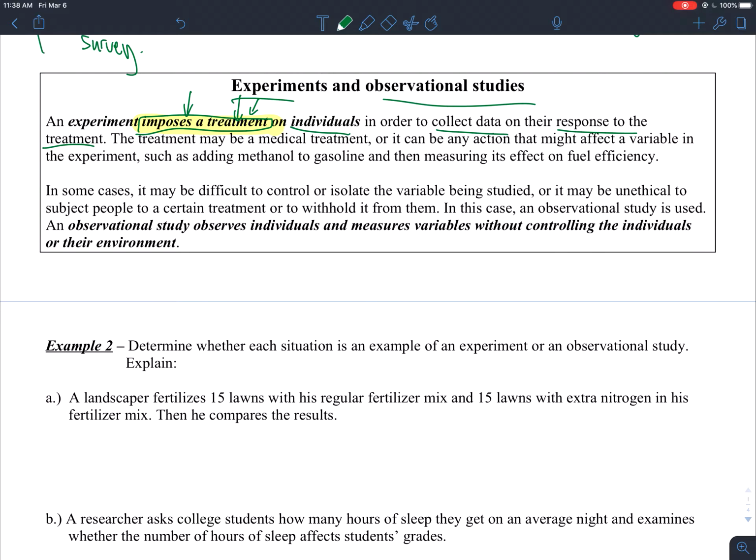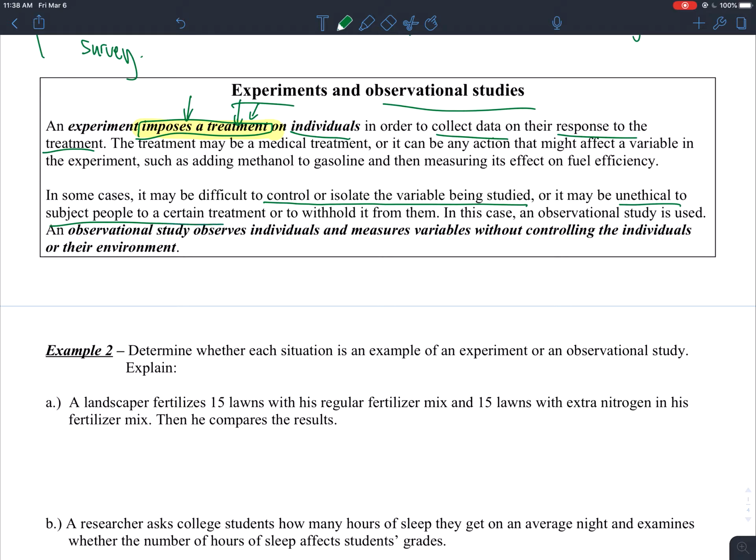All right? And a good observational study, remember from last section, does random sampling. Okay, I randomly sample people and then I ask them a question or I observe some kind of characteristic of them, or measure something about them. All right, so in some cases it may be difficult to control or isolate the variable being studied, or it may be unethical to subject people to a certain treatment. All right?